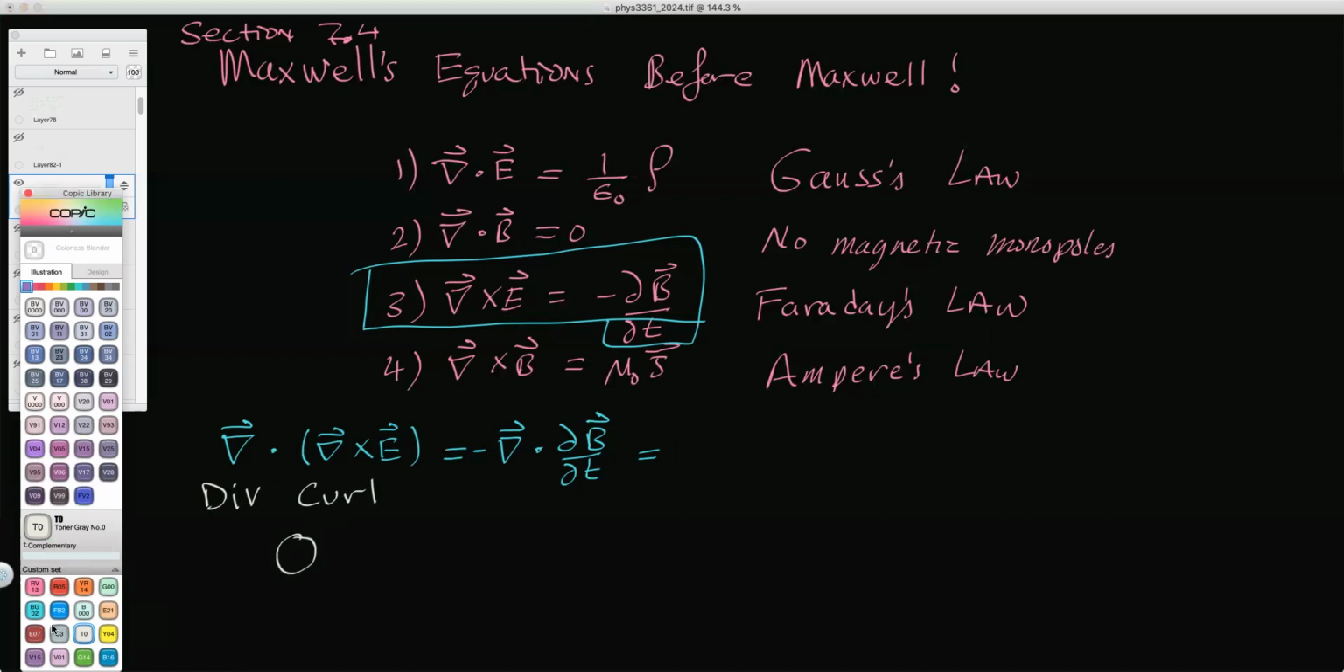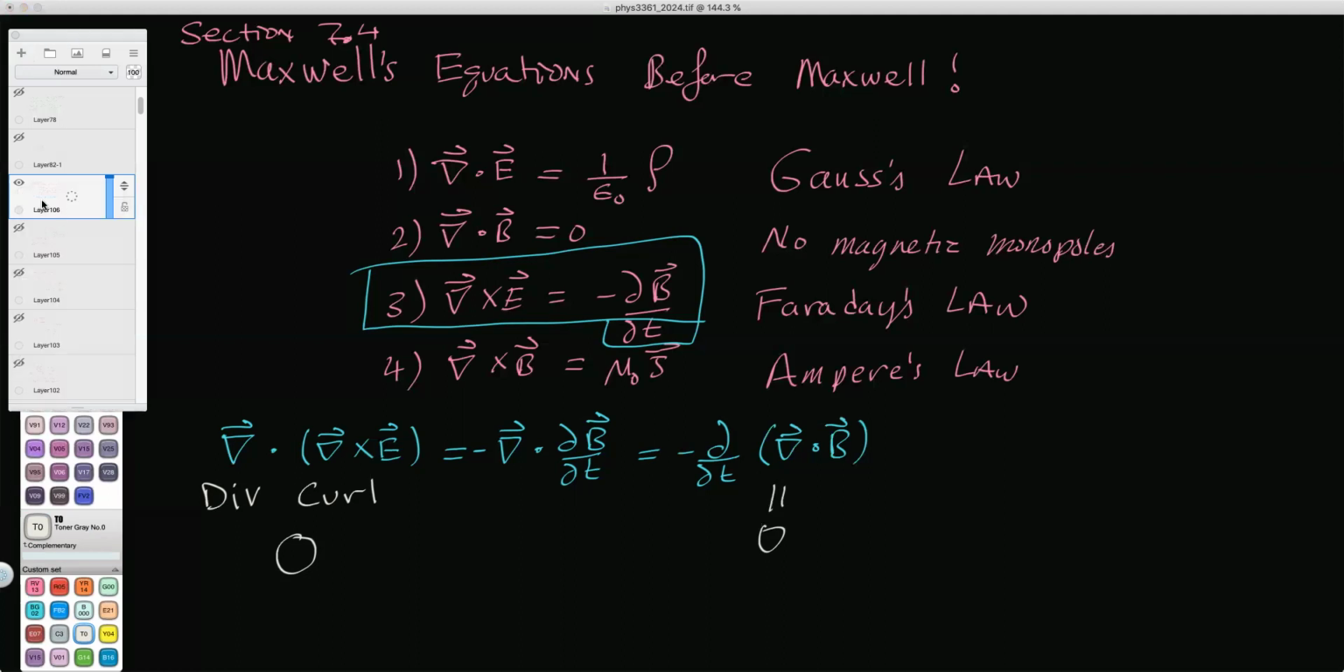And then over here, I'm going to keep going. I can write this as negative d/dt of del dot B, right? Del dot B, we know, is 0. So we are good, right? There's nothing weird about this. We have 0 on both sides. Okay, that's great. Let's do that for the other curl equation, right? Ampere's law. Let's go to the next. Let me just copy this there.